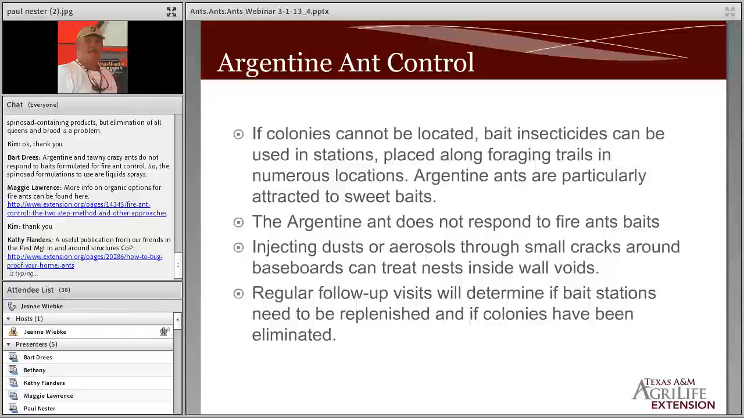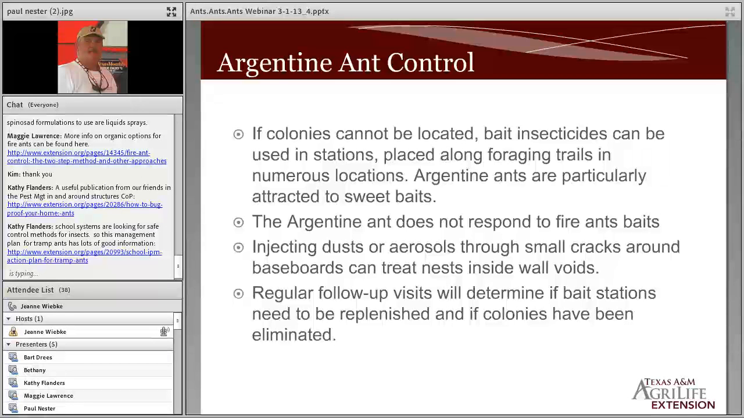There is some continuing research going on with different bait formulations, and hopefully that will be productive in the near future. If you have the Argentine ant indoors, any type of dust or aerosol used through small cracks around baseboards can treat nests inside wall voids. And then regular follow-up visits are extremely important with these ants. You need to come back and make sure that you're maintaining control, or if it's not working, alter your strategy to see if there's something else you can do to start to reduce the population of this insect.